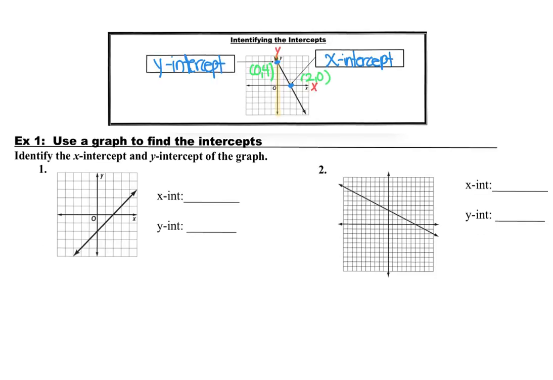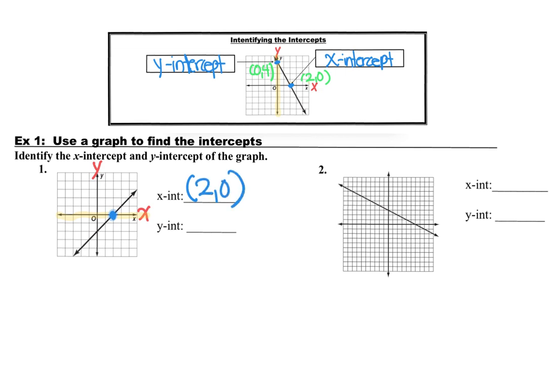Now we're going to use the graph to identify the x and the y-intercept. Let's start with our x-axis. Remember, this is our x-axis and this is our y-axis. First of all, where is the line crossing the x-axis? Here's our point right here. We're walking over 2 and going up 0. So the point is (2, 0).